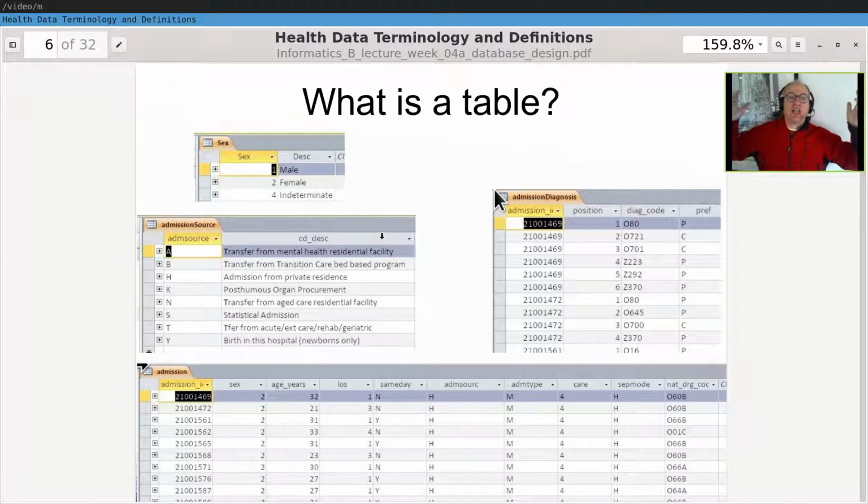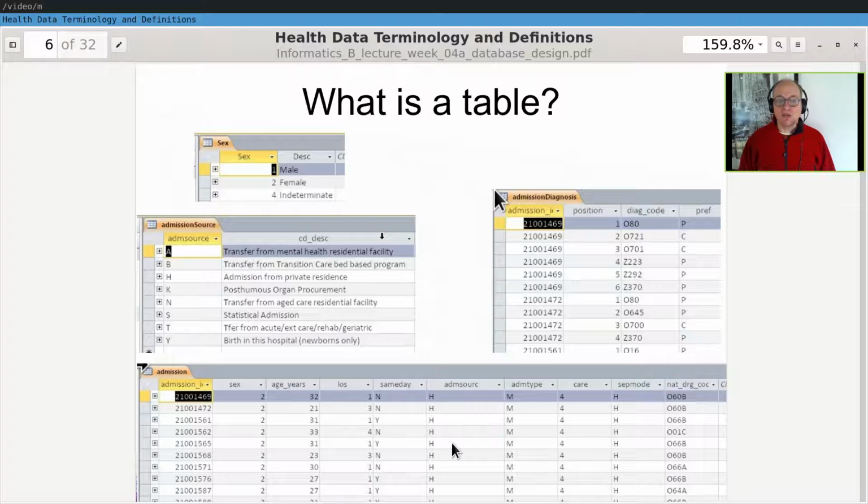We can just put a 2. That means female. This row here, person 1469, is female, 32 years old, length of stay 1. We don't have to add in the information. We can keep the data in this table, and we join up to that table.